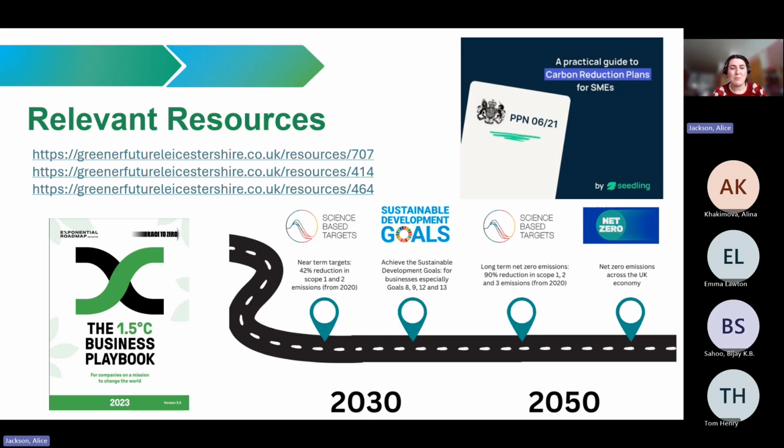A couple of other things I wanted to pull out, which, like I said, I'll send you afterwards so you'll have access to them all, and I think Alina's been putting them in the chat, is the PPN 06/21 template. The 1.5 degree business playbook also has a really useful framework for actions for an organisation and helps you look at how you can start to implement a strategy and a framework for sustainability within an organisation. And then we've got some of these high-level targets mapped out, the net zero targets, the science-based targets, the sustainable development goals. All of these different dates and acronyms and years, we've broken those down into a bit of a framework for you there as well.